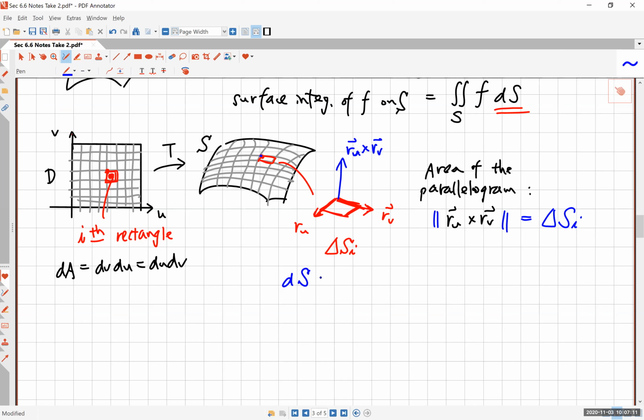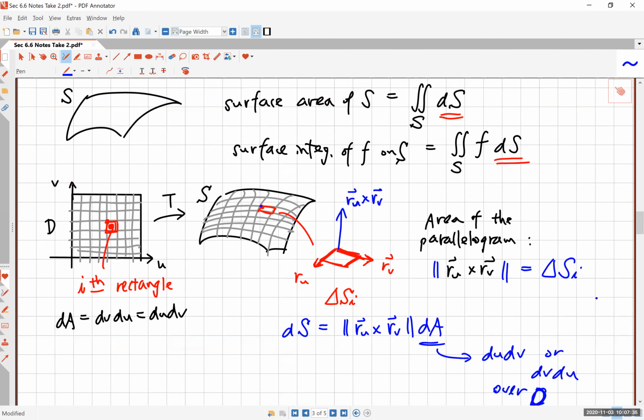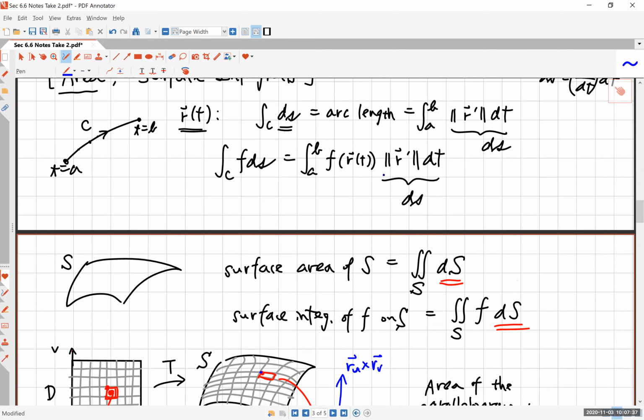So dS is going to be here. This is really cool. It's going to be r_u cross r_v, and you take the magnitude of it and then put dA in it. Of course, this dA is either du dv or dv du over this domain D. So that's how you convert this. Just like over here, we had to insert the speed, which was the magnitude of r prime.